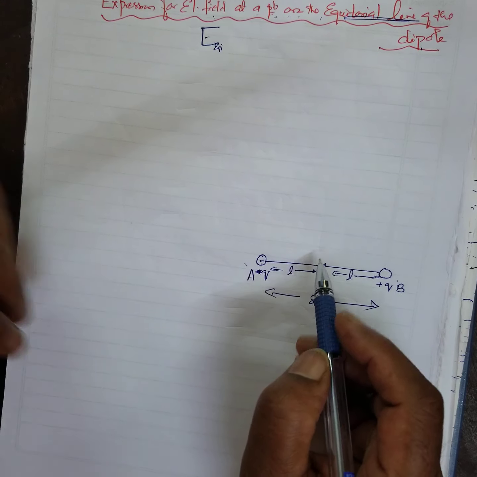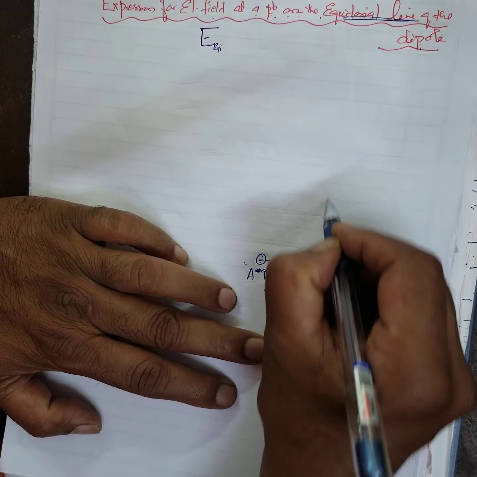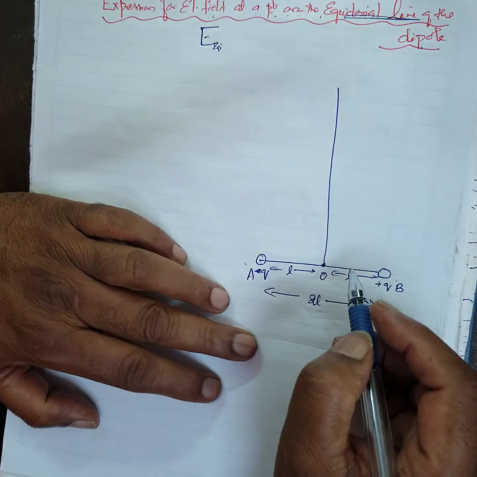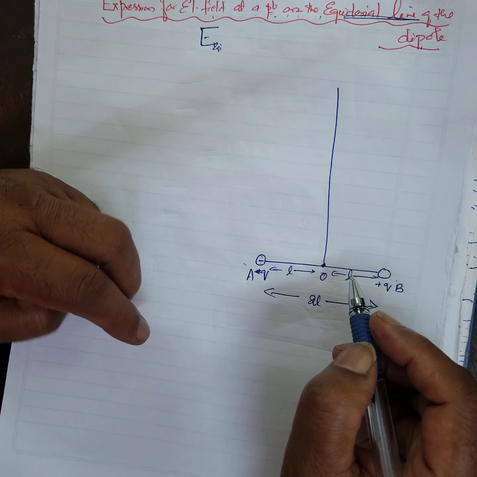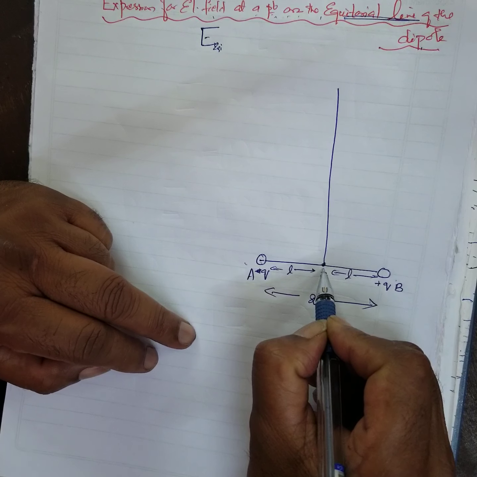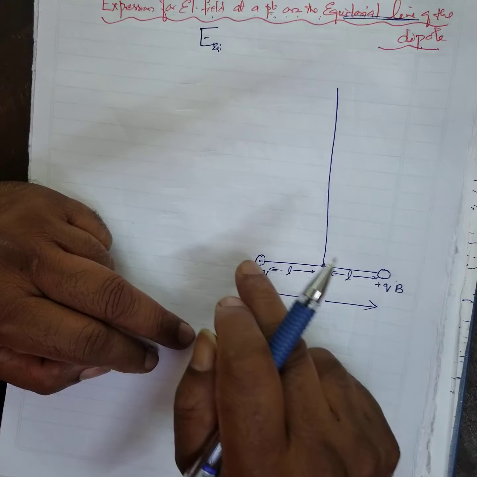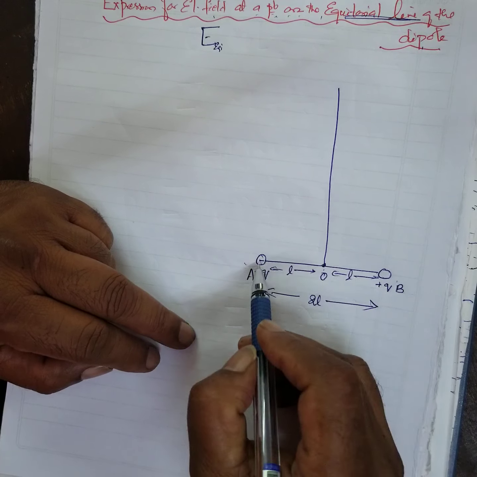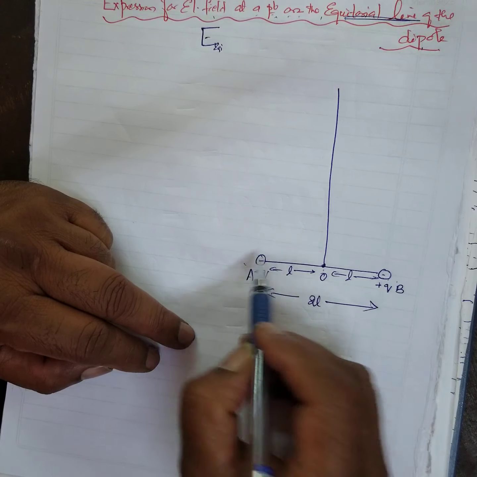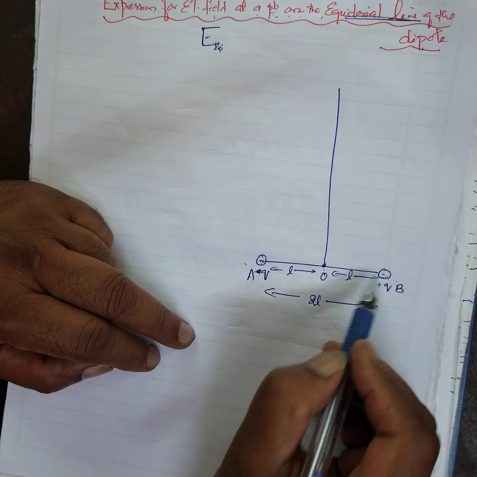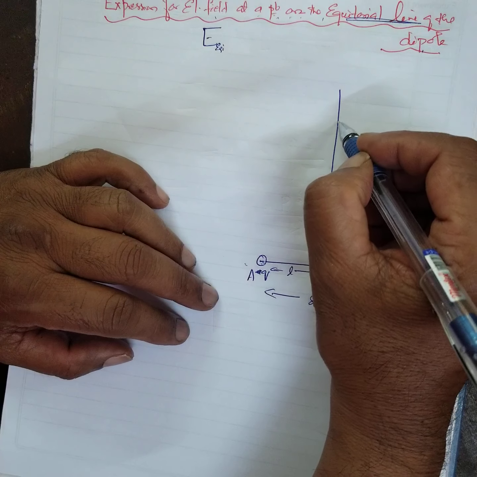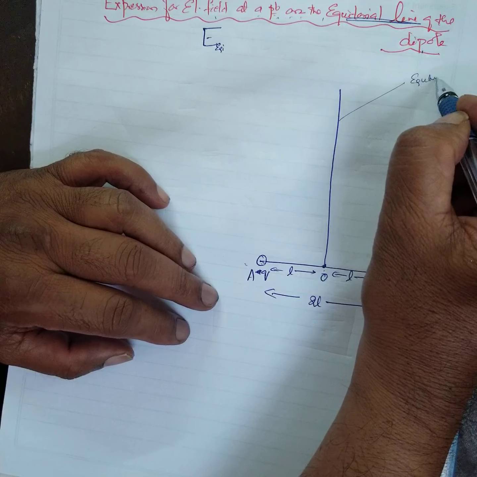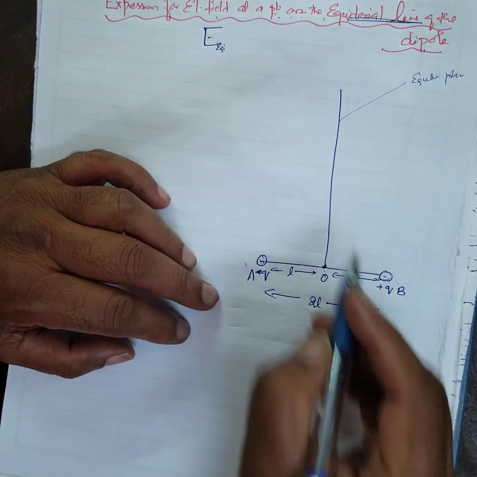Now what is meant by equatorial plane? It is a perpendicular bisector. You take it as a perpendicular bisector passing through the midpoint of the line joining the two poles, right? This is the line joining the negative to positive charge, right? This is called equatorial plane or equatorial point.